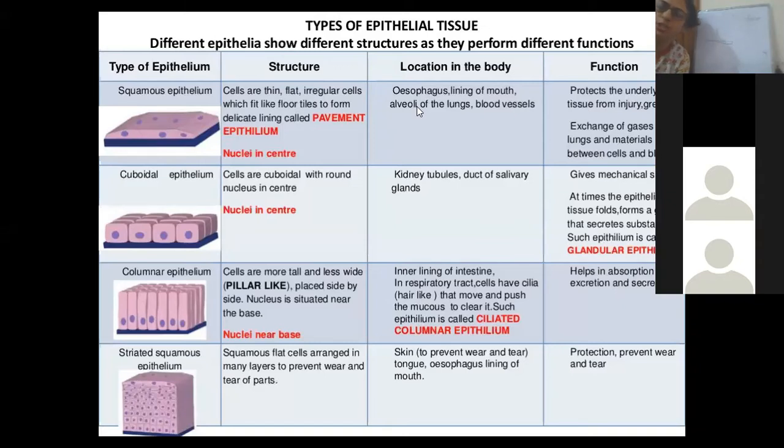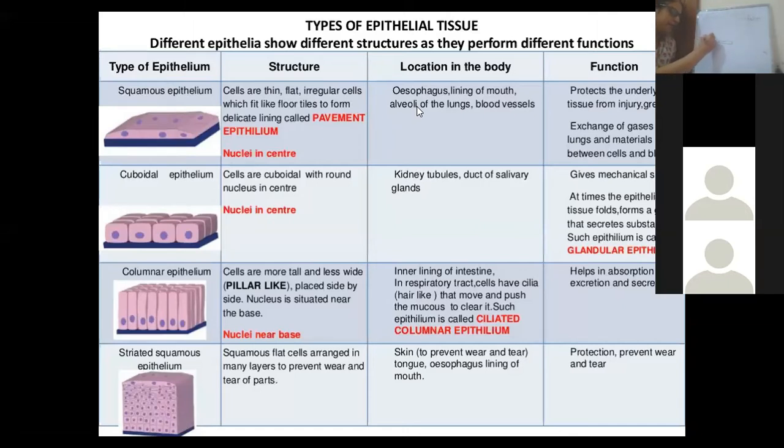Its function is to protect the tissue from mechanical injury. As well, it is also present in the alveoli. That's where it helps in the exchange of gases, right? The alveoli which are present in our lungs are having squamous epithelia, so there it helps in the exchange of gases, right? Then there is a cuboidal epithelia.